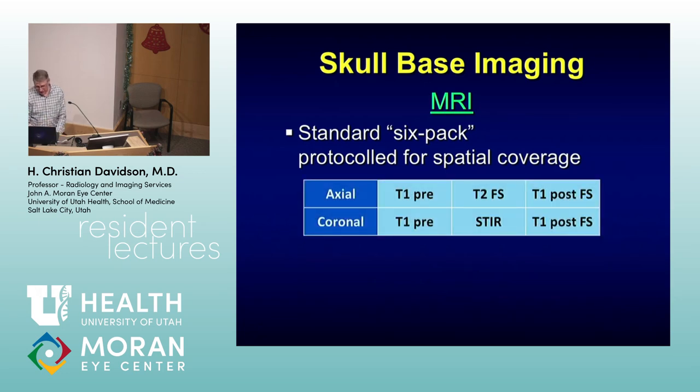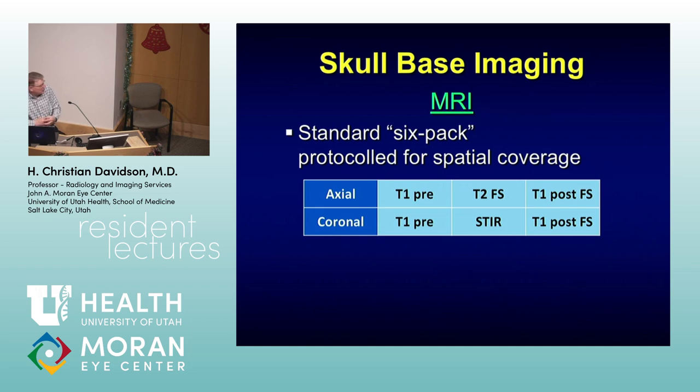Now, this is what I call the six-pack of skull-base imaging. You have two planes, axial and coronal, and you do three different sequences. You do a T1 pre, you do a T2 fat sat. Now, T2 fat sat can be done one of two ways. The T2 fat sat, as labeled there, is just a spin echo sequence. The STIR sequence, for all practical purposes, is the same thing, but done in a different way.